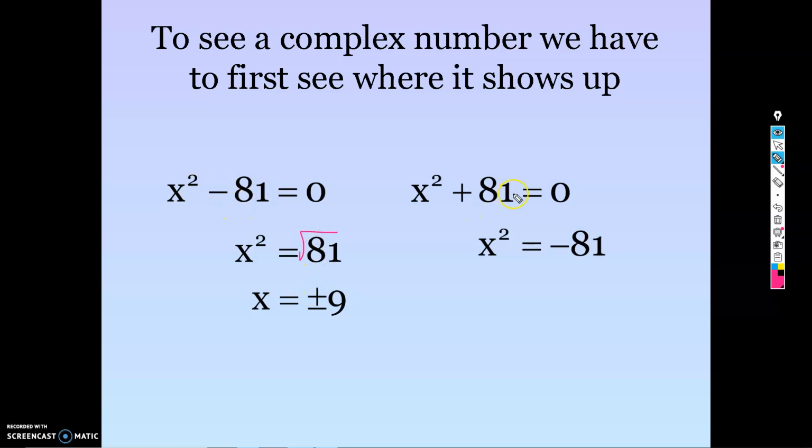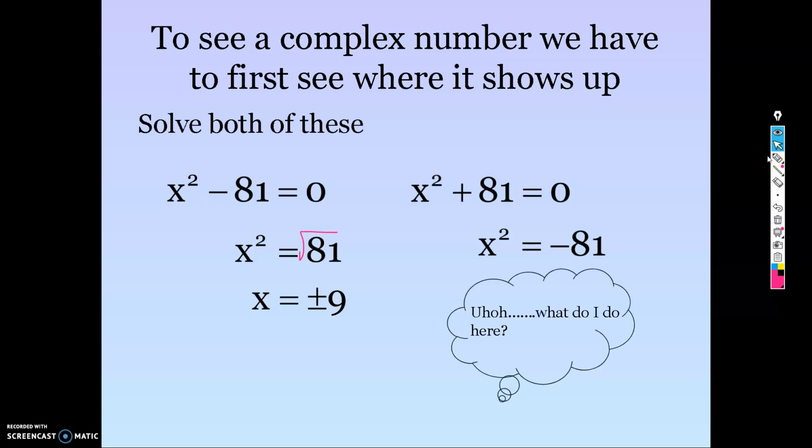Could also factor that. But what about if we have x squared plus 81? Well, we subtract on both sides. We get x squared equals negative 81. And then what do we do here? Because we would have to do x equals the square root of negative 81. And like we've previously seen, when we have something that looks like this, we call it does not exist.